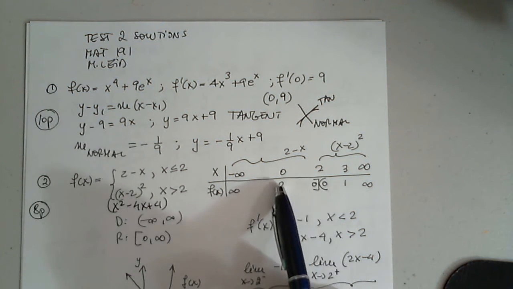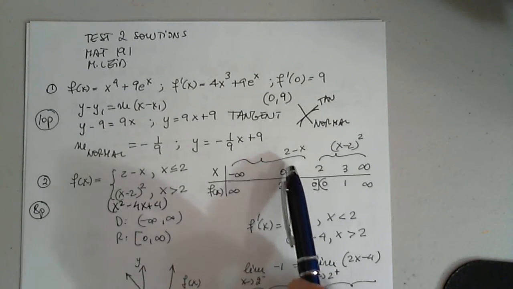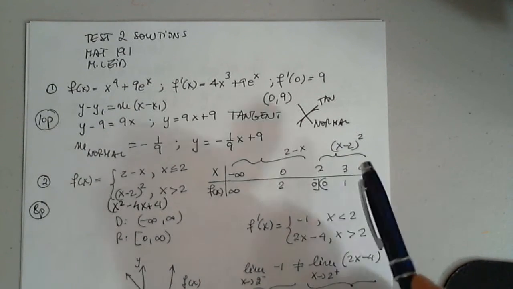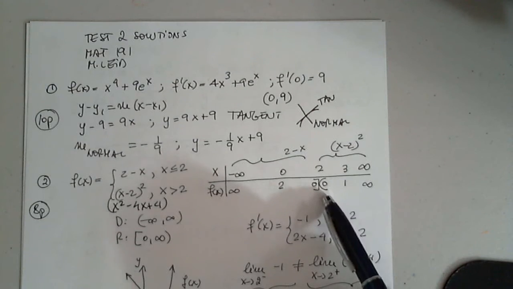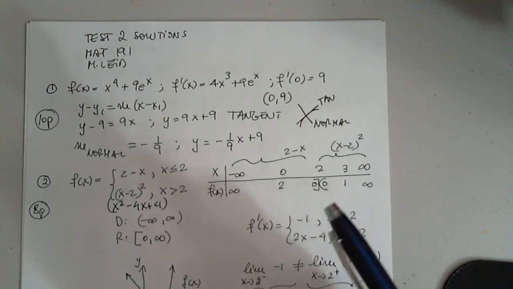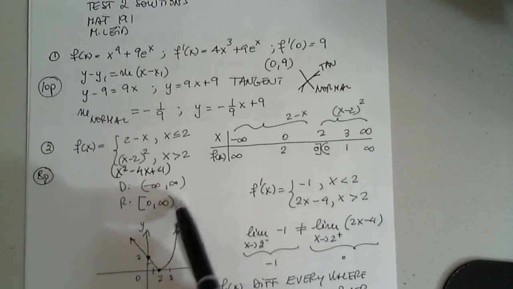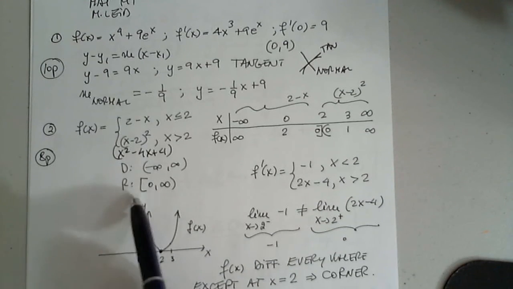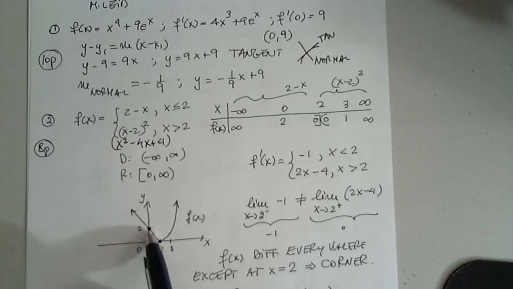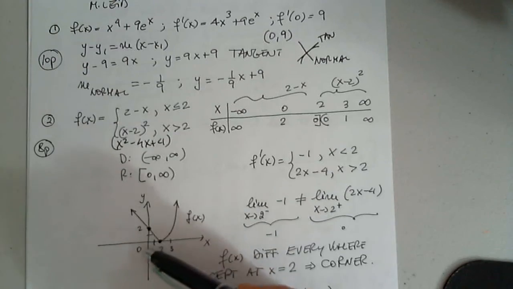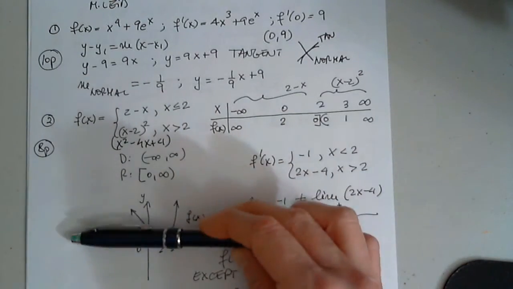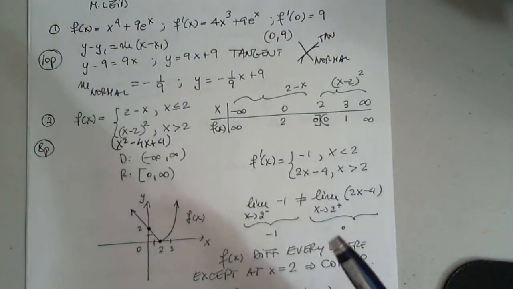I plugged in numbers: 0, and then I got 2, and then 2 and I got 0. I plugged in 2 here and I got 0. I plugged in 3 and I got 1. So I see the domain is this. When I graph the function, I'll find the range in a moment. So I have the points. This is a linear function. This is quadratic. Obviously the range is from 0 to infinity.